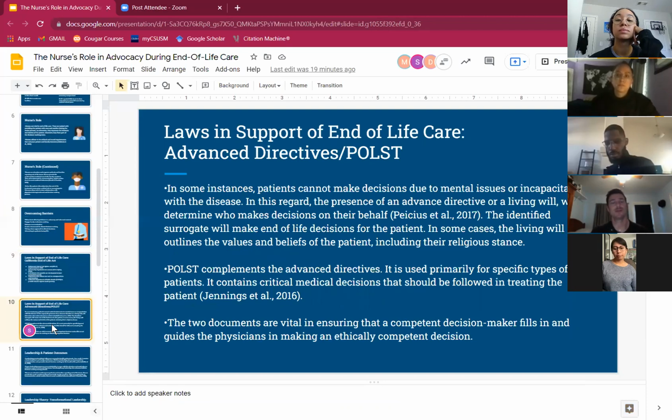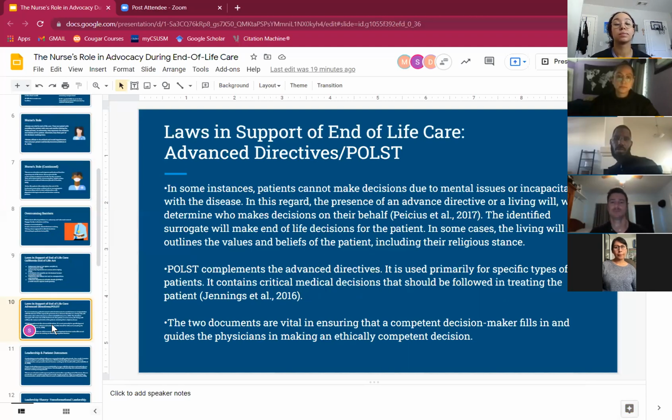There are also advance directives and POLST that assist these patients in making these decisions beforehand. Patients may be unable to make decisions due to mental issues or incapacitation with disease. In this regard, these legal documents help on their behalf. So identifying a surrogate for end-of-life decisions is really important. It outlines their specific values and beliefs, which may or may not include a religious stance.